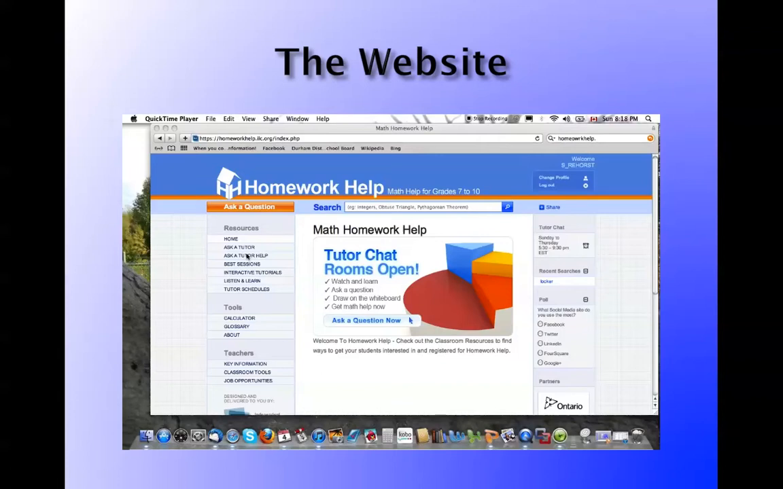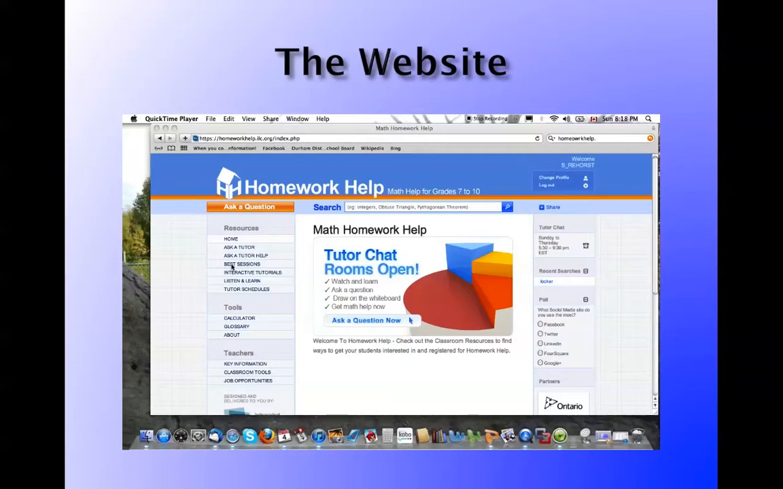All right, so I will be taking you through the Homework Help website from the teacher point of view. I already have an account and I've logged into my account with the Homework Help website. As you'll notice on the tools side of things, I don't have the locker feature as that is a student-only feature. So some of the things that you can use, it also gives us the ability to ask a tutor if we need help in teaching a math lesson.